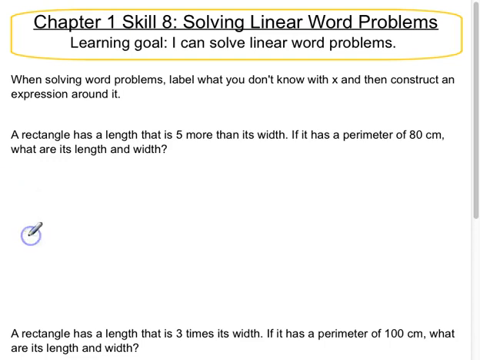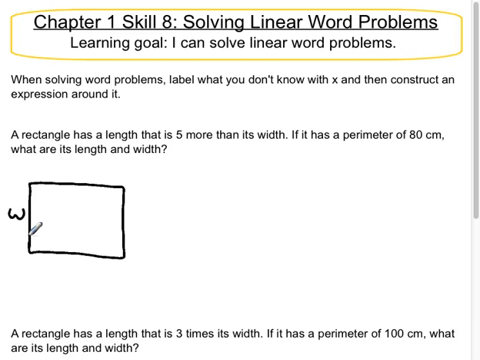So here we're given a rectangle, and it says its length is 5 more than its width. So we know something about the length, but we know absolutely nothing about the width. Okay, so the width is what I'm going to label with my variable. Now up top I said label it with X. Honestly, it doesn't matter. So in this instance, I'm going to use W because it makes more sense when talking about width, right?